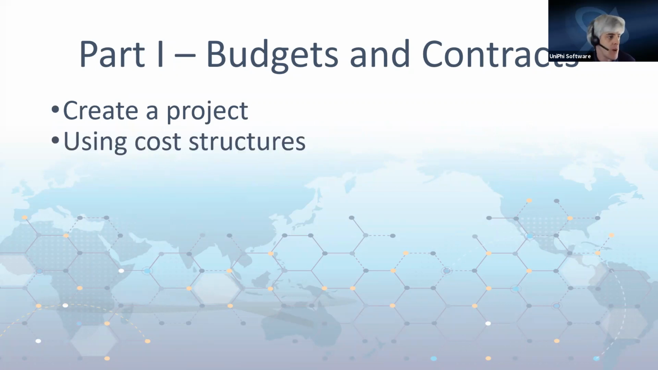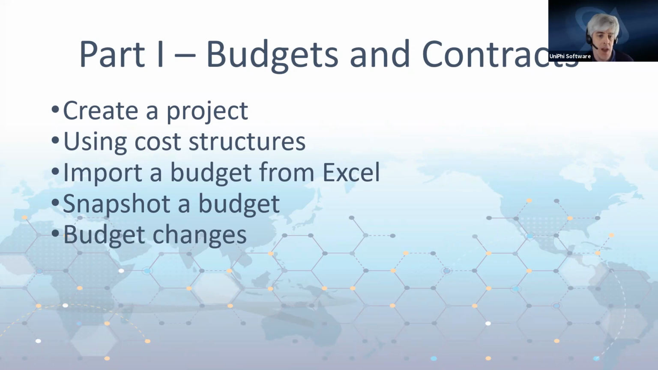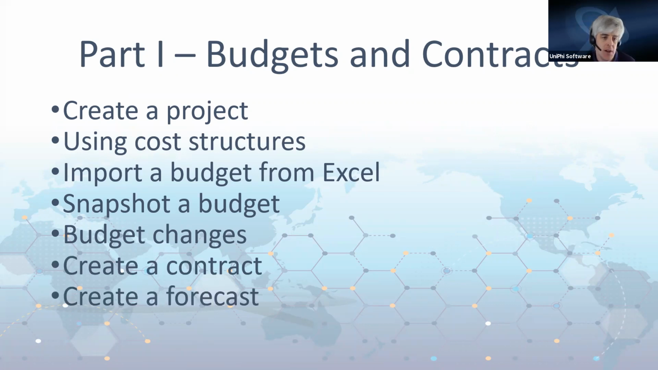So again, just a quick recap here. Last week we created a project. We explored using different types of cost structures in Unify. We imported a budget from Excel. We snapshot that budget to show it as our original budget and our approved budget that we report against. We handled some budget changes and looked at what a budget change request document would look like. And we created a contract and saw how that led to us being able to create a forecast.